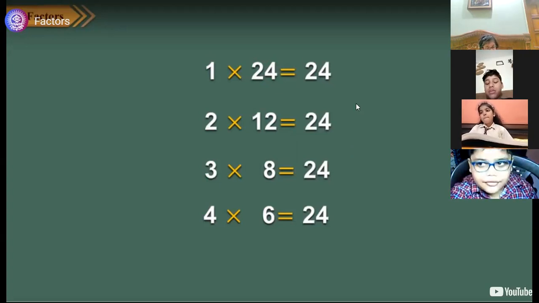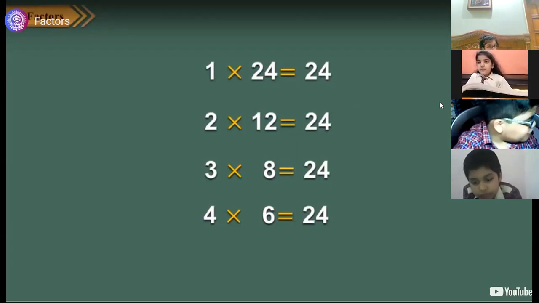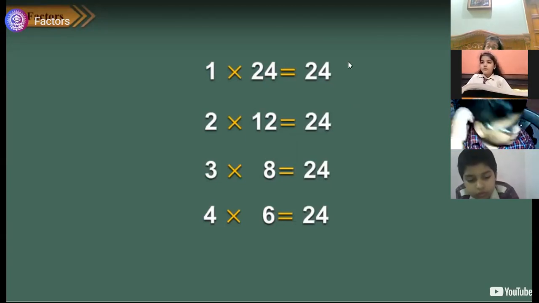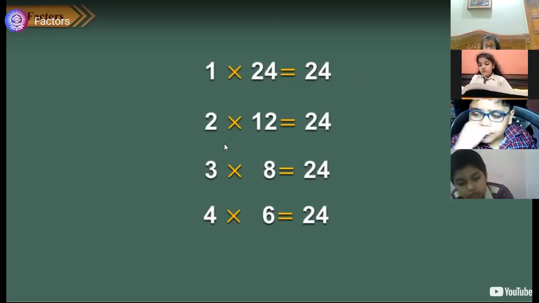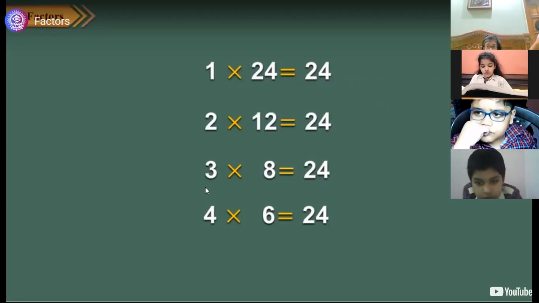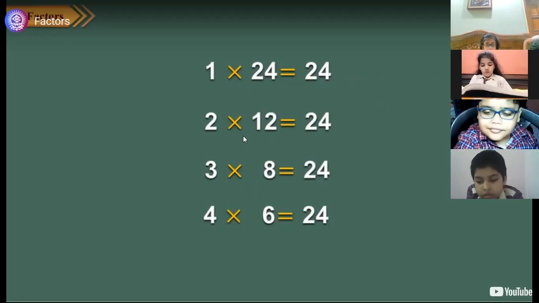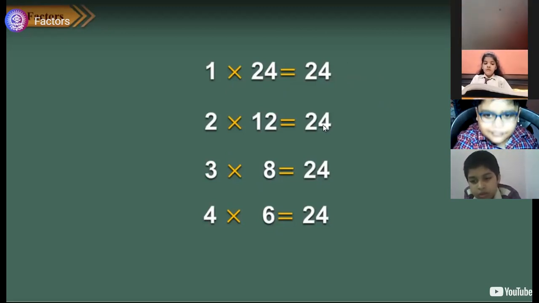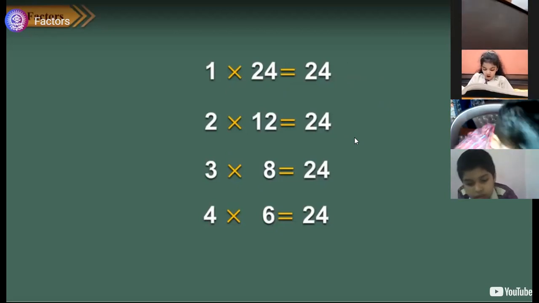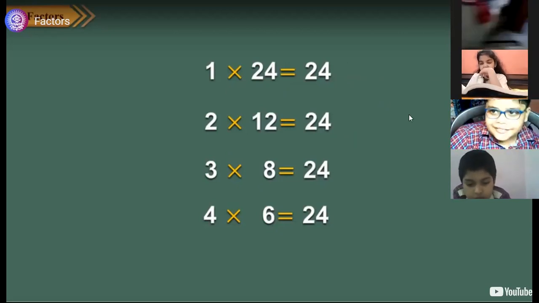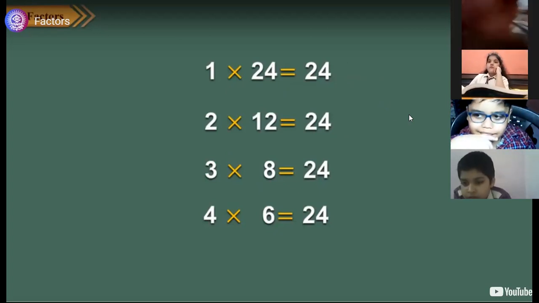So here, I just want to clear one thing. As we have just discussed, Sonika, these are the factors of 24: 1 multiplied by 24, 2 multiplied by 12, 3 multiplied by 8, and 4 multiplied by 6. These are all the combinations of factors. Okay, beta, these are the factors of 24, which we have already found. Now, how are we going to find the factors?